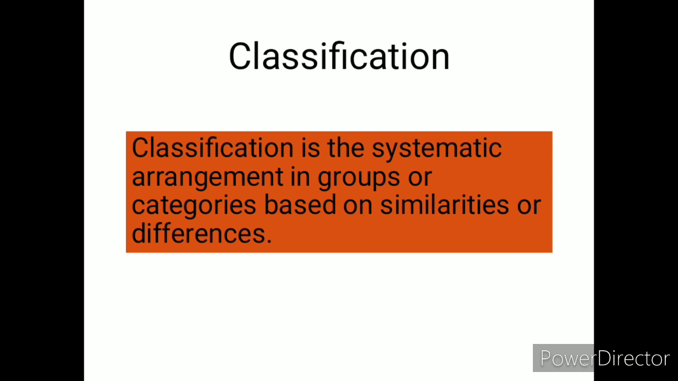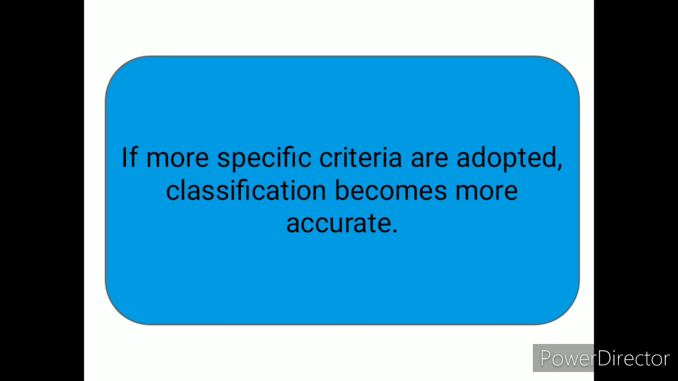So today we have discussed the topic classification. Simply we can say that classification is the act or process of classifying. Classification is the systematic arrangement in groups or categories based on similarities or differences. So the main point is that based on the similarities or differences, organisms are categorized into groups or categories. They are systematically arranged in groups or categories. So that forms the basis of classification. If more specific criteria are adopted, classification becomes more accurate.